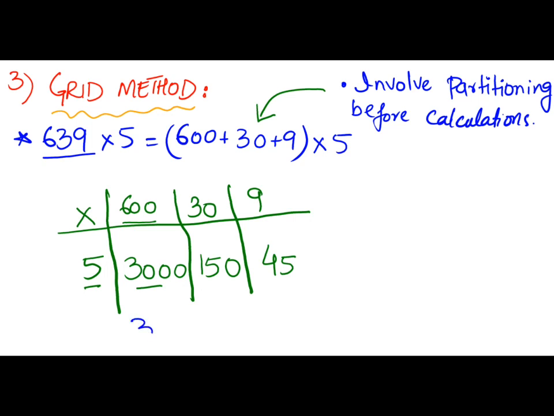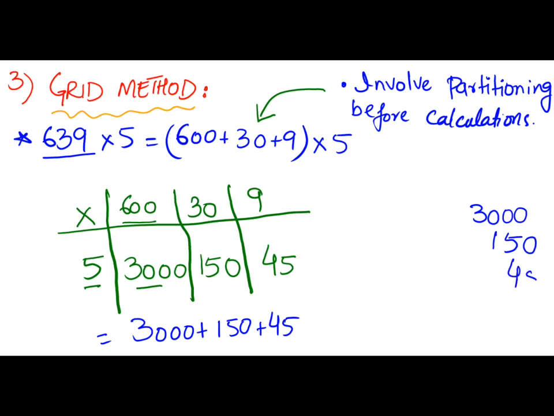Okay, so let me add all of these answers: 3000 plus 150 plus 45. You can add them here in your rough work. 3000, 150 and 45. You can see that I have written all the numbers according to their place value: units, tens, hundreds, and this is thousands. So 5, 9, 1, and 3. So our answer here is 3195.